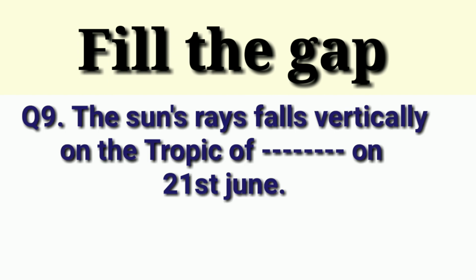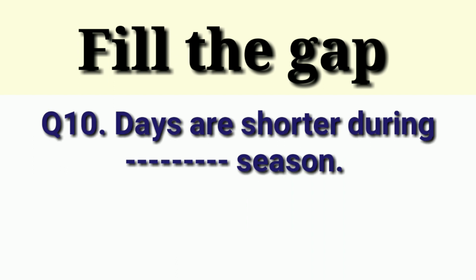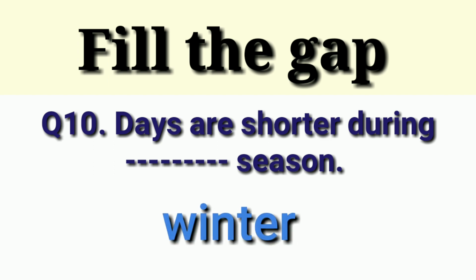Next question is, the sun's rays fall vertically on the tropic of dash on 21st June. Answer is Cancer, tropic of Cancer. Next question is, days are shorter during dash season. Answer is winter, during winter season.